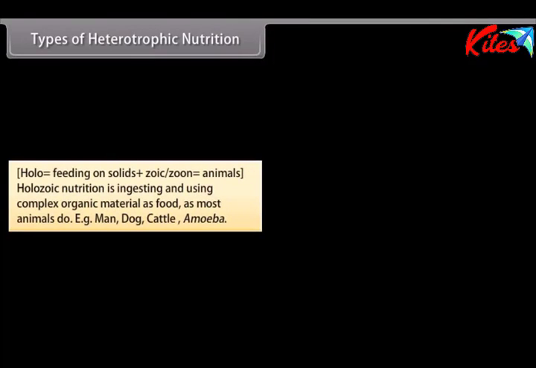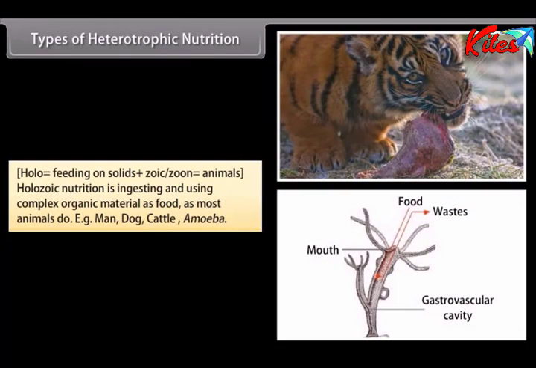Holo means feeding on solids, and zoic, zoon, means animals. Holozoic nutrition is ingesting and using complex organic material as food, as most animals do. That is, man, dog, cattle, amoeba.